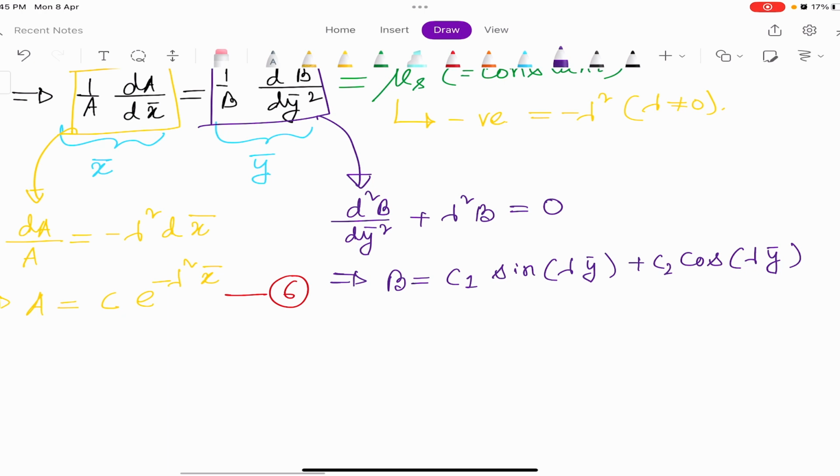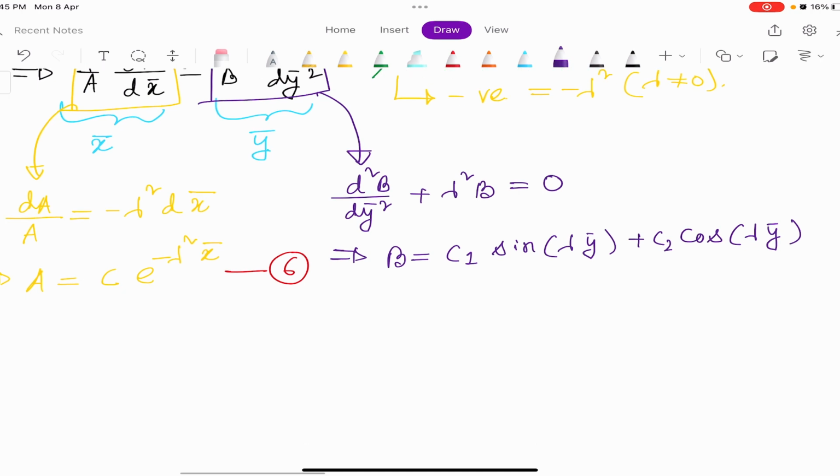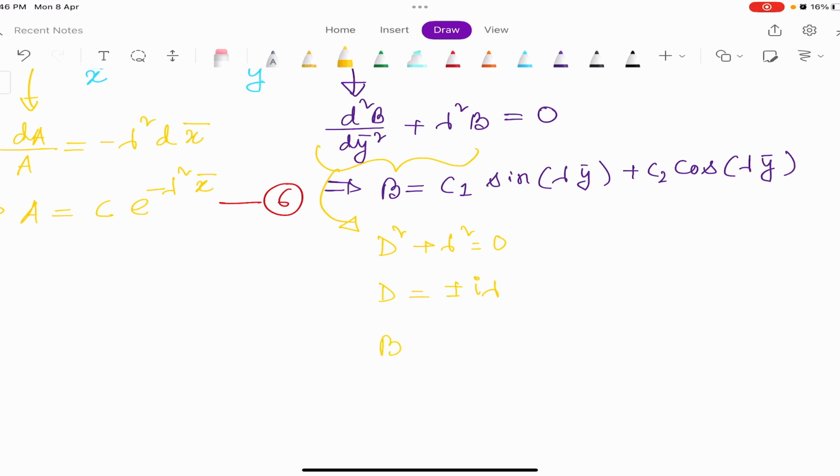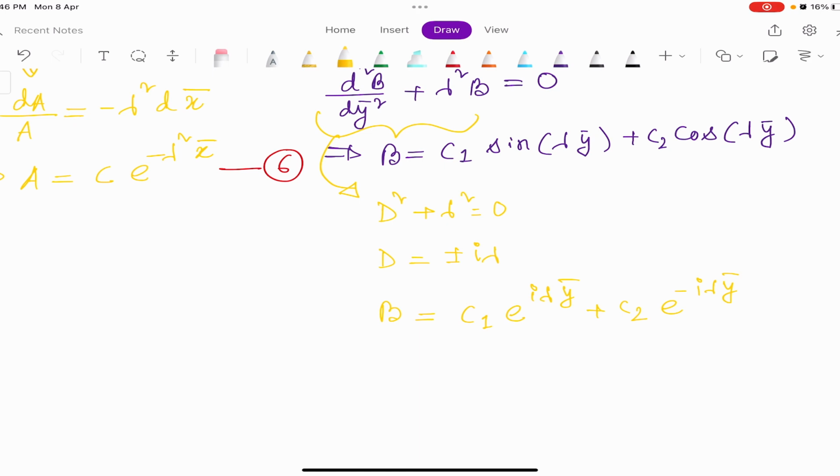lambda into y bar. Did I say alpha y bar for the sine case? In that case I apologize. This can also be shown; I can show you the general method for this equation. The auxiliary equation is D square plus lambda square equal to 0. So D is equal to plus minus i lambda. That means B is C1 e to the power i lambda y bar plus C2 e to the power minus i lambda y bar. If we expand e to the power i lambda y bar as cos of lambda y bar plus i sin lambda y bar, and expand the other also, then from those two we can write this B.